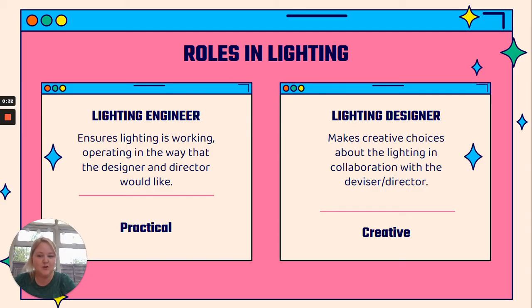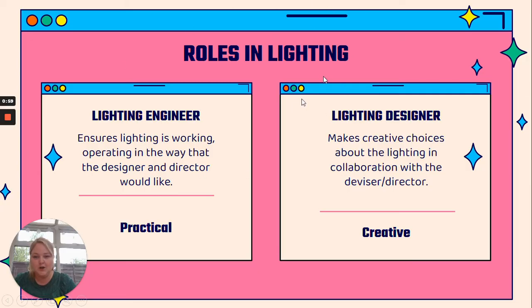So within the theatre, you've got a lighting engineer, and that's normally the person associated with the practical aspects of the lighting, making sure everything is working and operating in the way that everyone would like. And then you also have the lighting designer. The lighting designer is more of a creative role where you make decisions about how the lighting can be used on the stage, normally in collaboration with the creative team and the director.